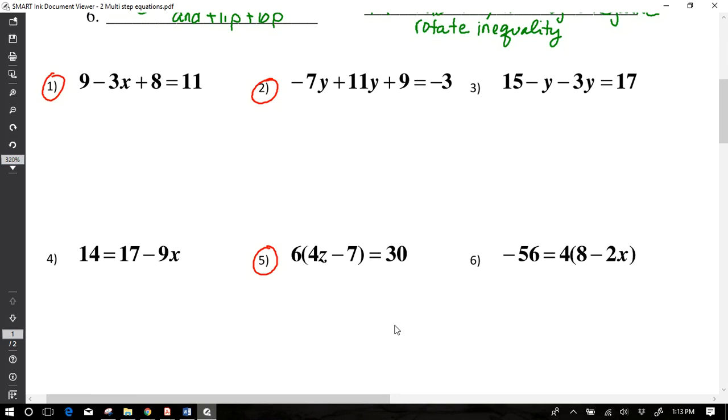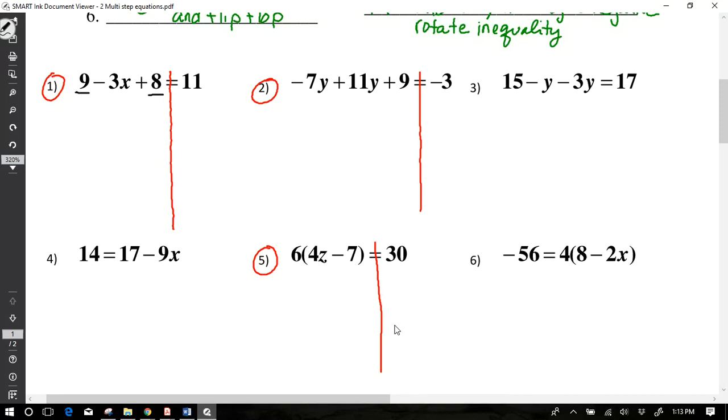So the first thing that I like to draw is my gold, or my rose line. And then I'm going to start by first looking for, do I have anything to distribute? The only time that I need to distribute is if I see parentheses. So in number 1, there's no parentheses. Second, I'm going to look for combining like terms. In this problem, I see a 9 and an 8. They are both constant terms, and they're on the same side. So I'm going to put them together.